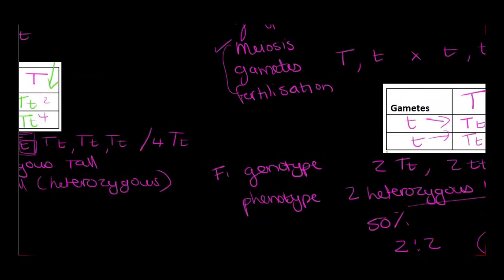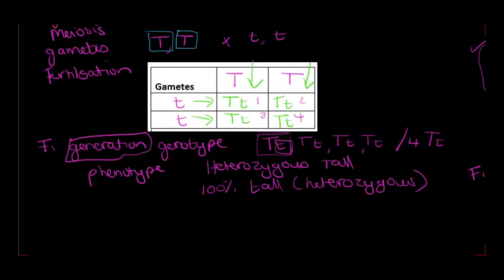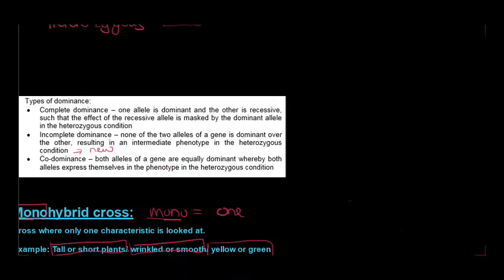So let's quickly use this as an example. If we have to do a P2 generation, the P2 generation is technically the F1 generation. So let's say we are crossing 2 of these offspring with each other. Okay, let's start over. P2 is when you use the offspring to cross with each other.